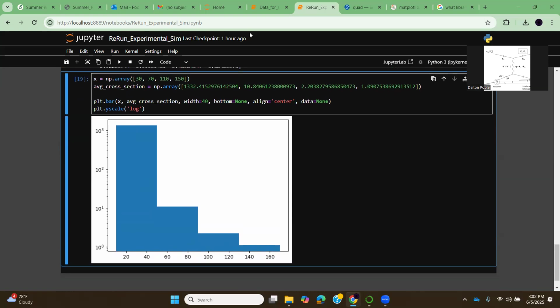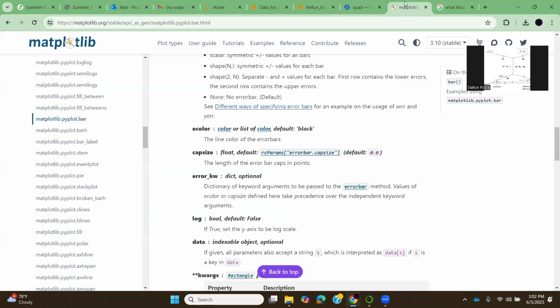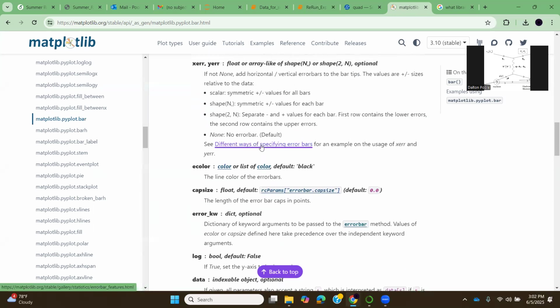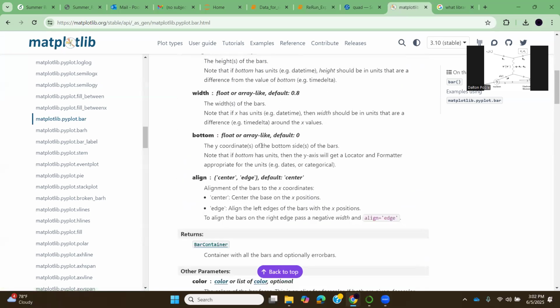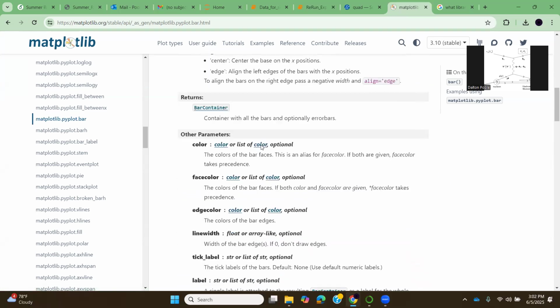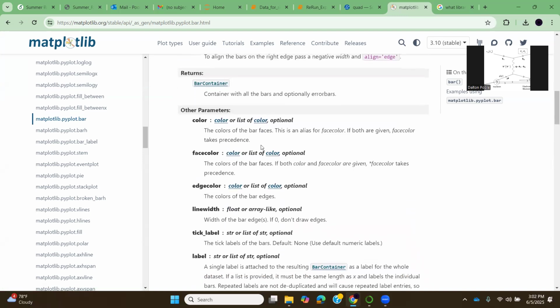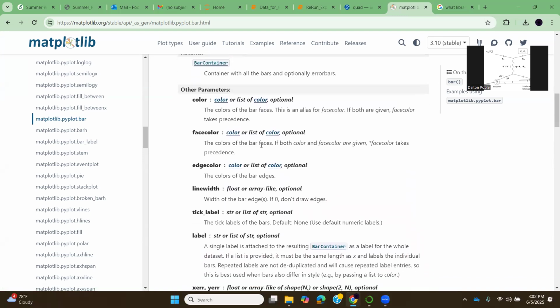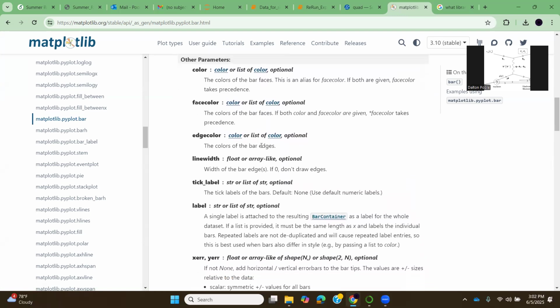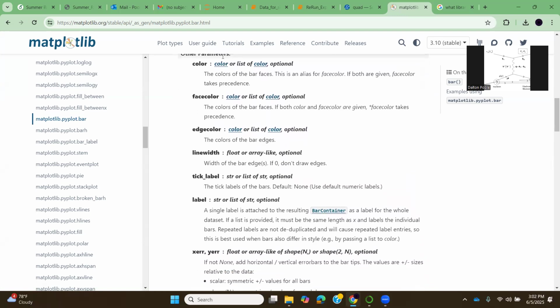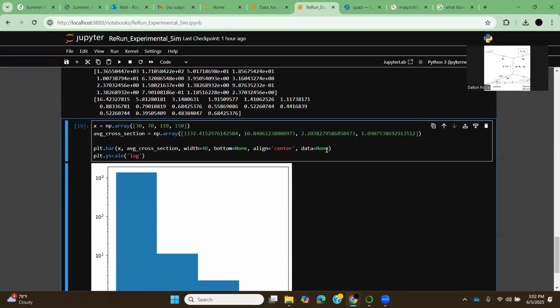Is there any way I can format this better? I can like see it. Edge color. Oh, is that? No, this is for, no, this is for bars. Other parameters, color the bar faces, edge color. Okay. Throw that in there to make it easier to see.